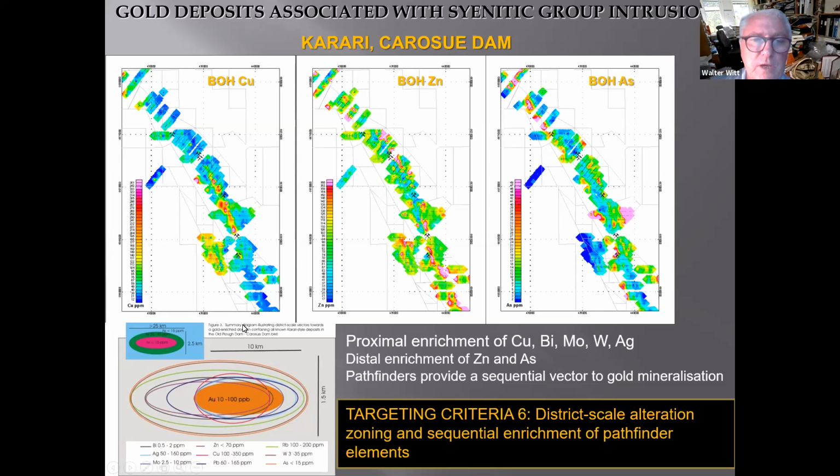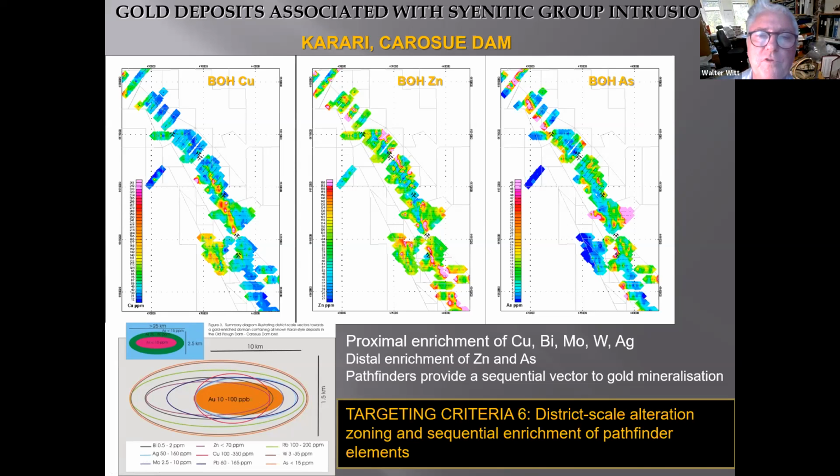A progressive enrichment of various pathfinder elements, such as copper, bismuth, molybdenum, tungsten, silver, zinc, and arsenic, provides a sequential vector to gold mineralization, as illustrated in this graphic in the lower left. So targeting criteria number 6 would be district scale alteration zoning and sequential enrichment of pathfinder elements.